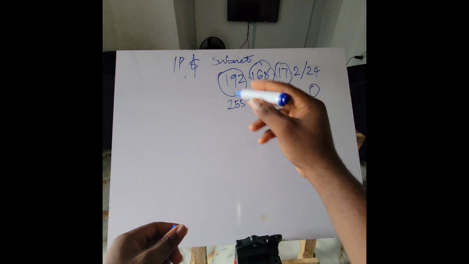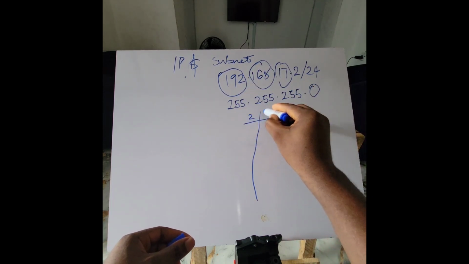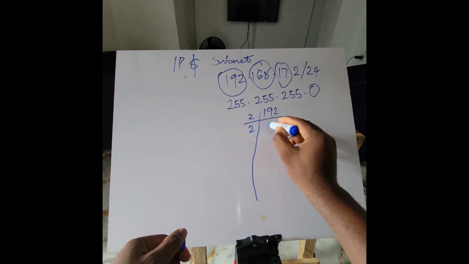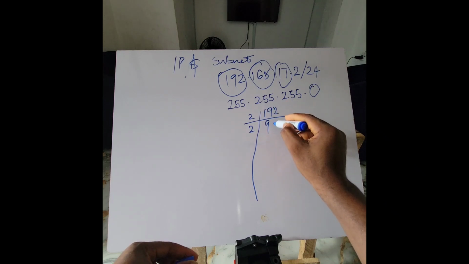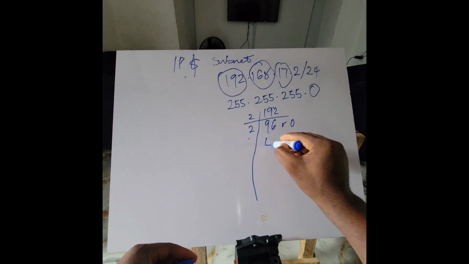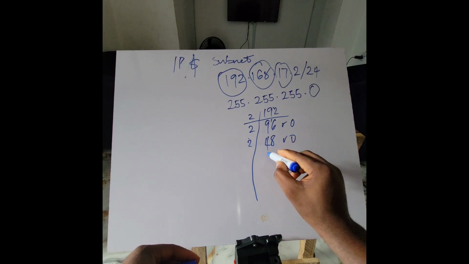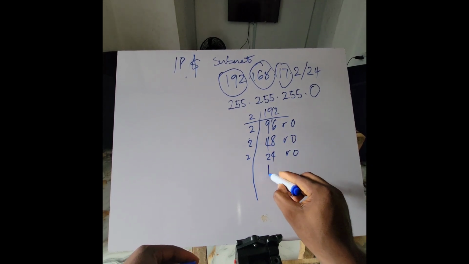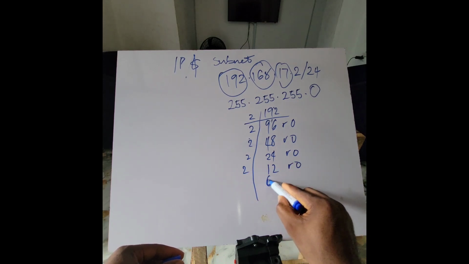And so when you see subnets like 255.255.255.0, for the 8 bits, let's say you convert 192 from base 10 to base 2. We divide by 2: 96, remainder 0. Again by 2: 48, remainder 0. Again: 24, remainder 0. Again: 12, remainder 0. Again: 6, remainder 0.